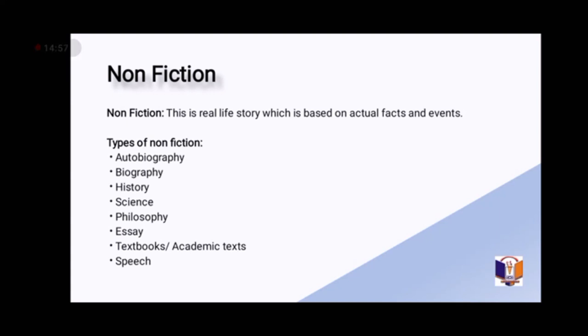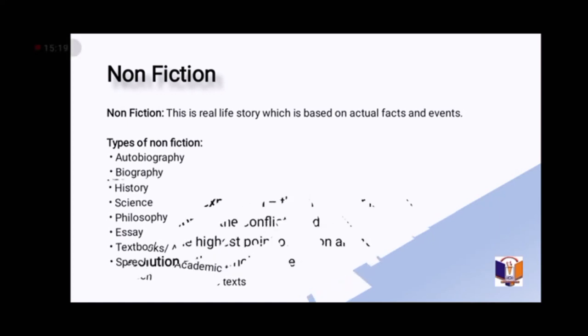Then we have speech. Of course, people deliver speeches every time. These speeches that people deliver are real life. They are what happened. You may be asked to deliver a speech, maybe the governor of your state is coming to visit your school. You will be asked to deliver a speech concerning your school. You will tell us about your school. You cannot tell us lies about your school. These are real life stories.